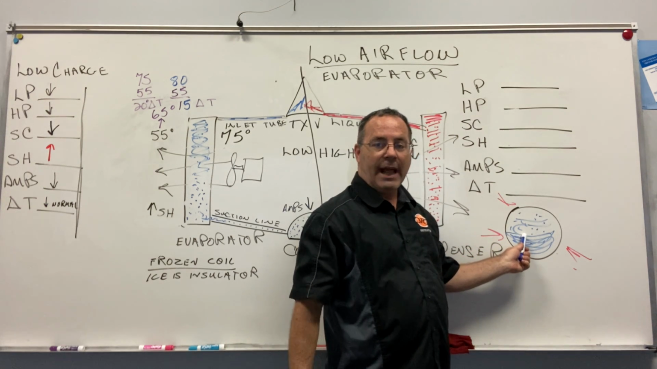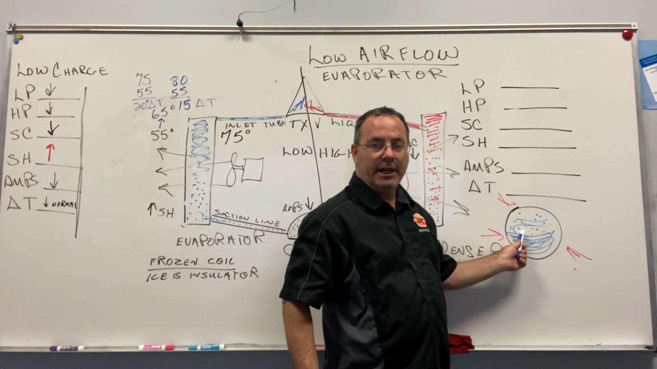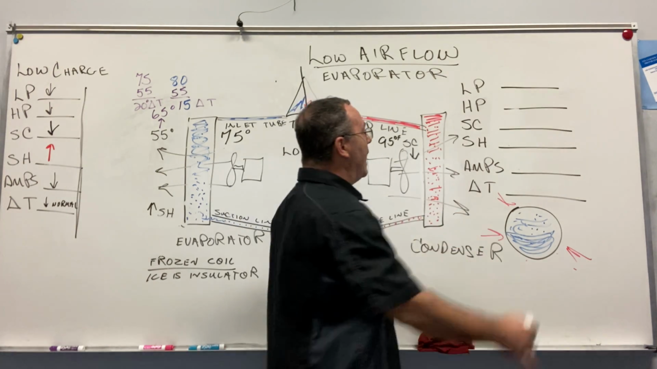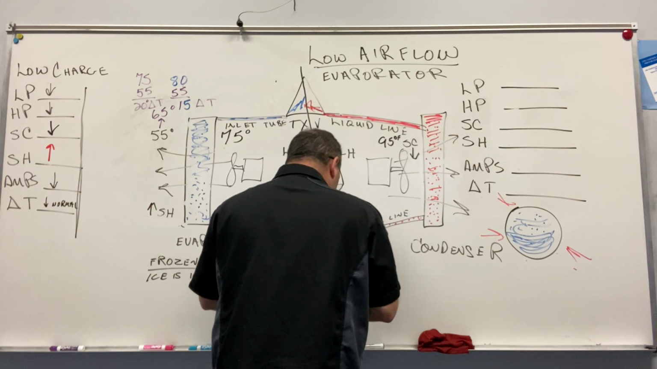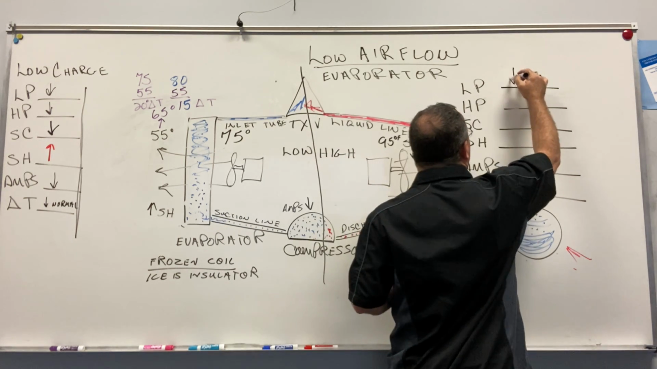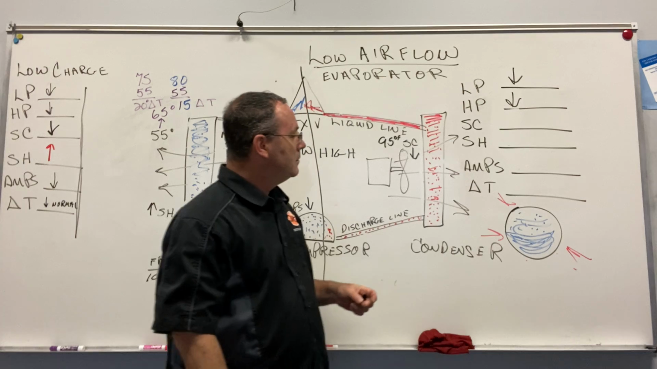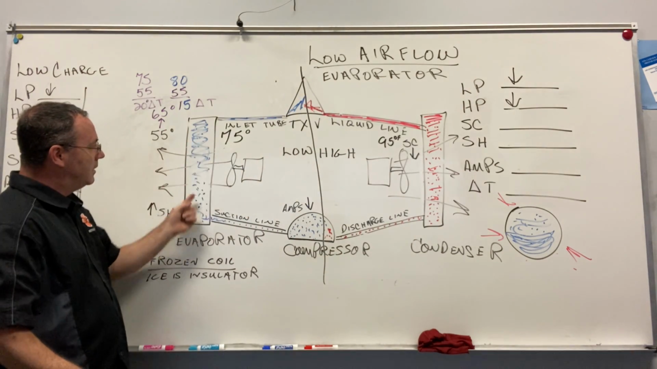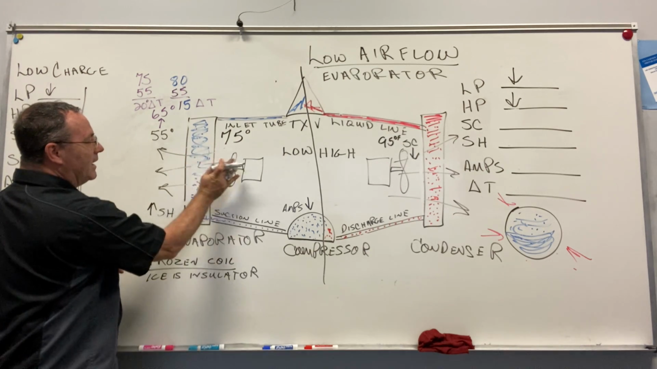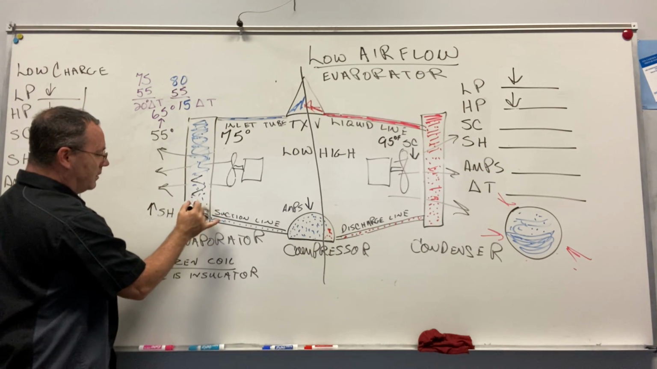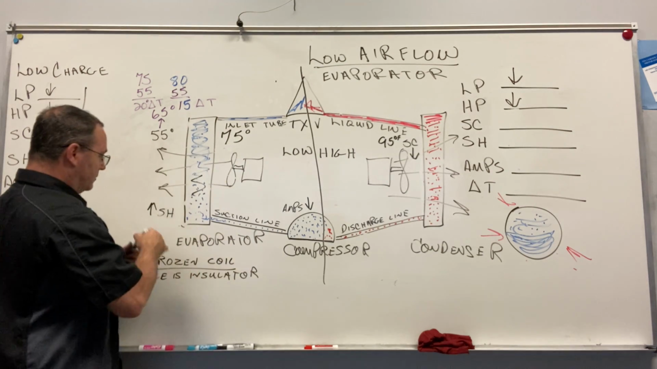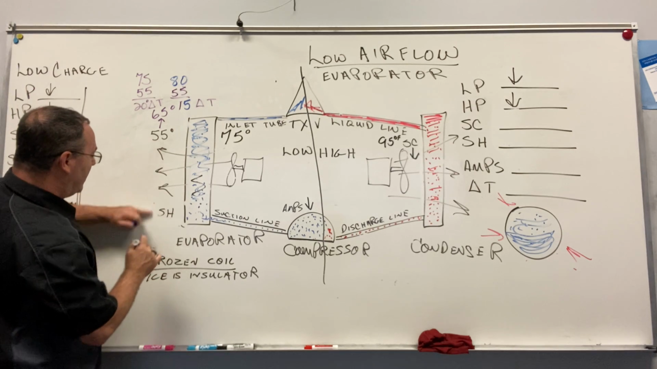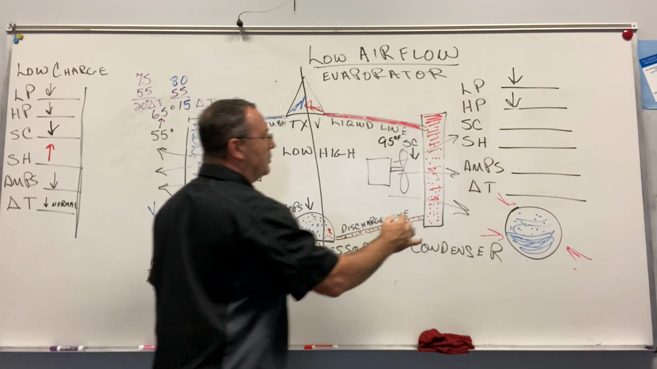Now, what do you think is going to happen to the pressure in it when you remove some of the energy going in it? So with the low airflow, you're going to get low pressure. Okay? Without that much heat going into it, you're going to get more liquid coming down. So you're going to get less superheat.